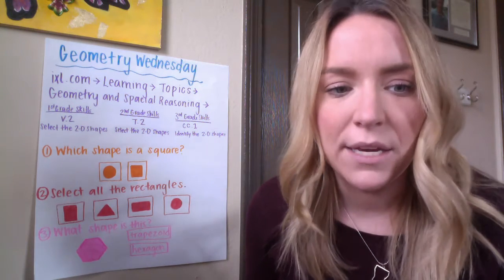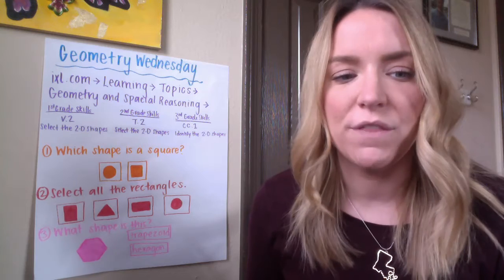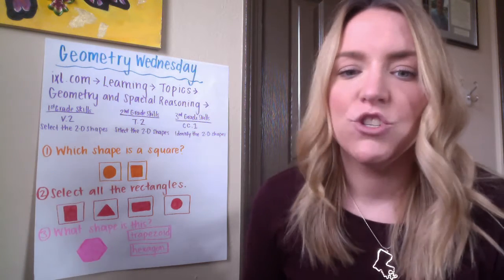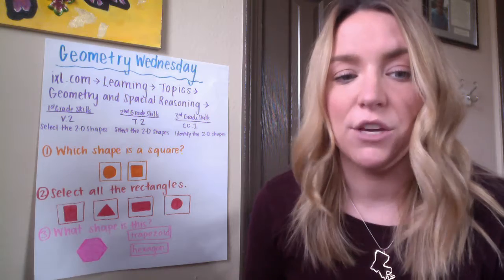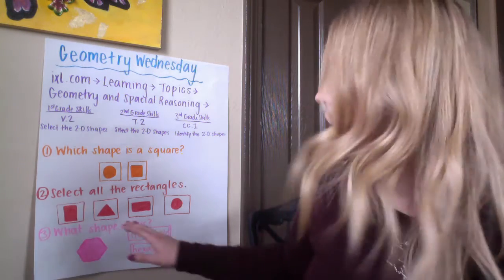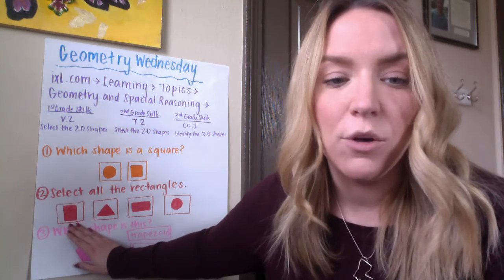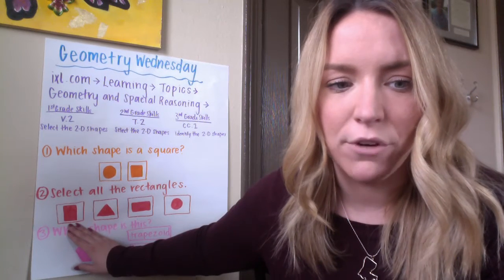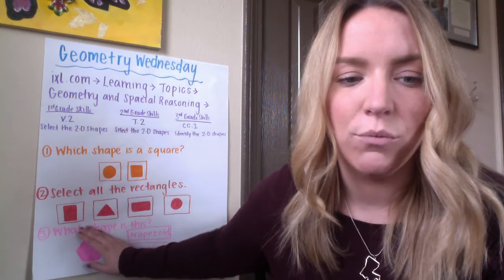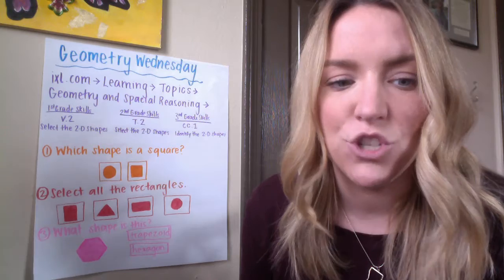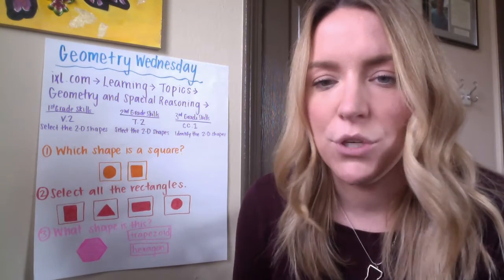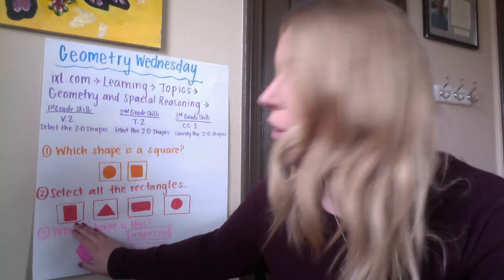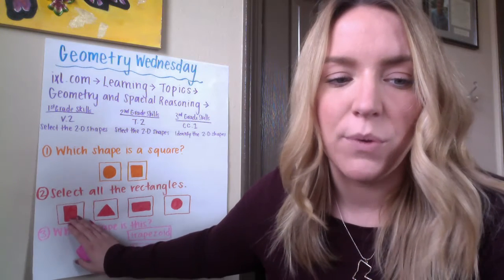Select all the rectangles. So you may be given a question that asks you to select more than one shape if they're asking you for all of something. So I would have to find not one rectangle, but all the rectangles that they have offered in this question. So I know that a rectangle is a 4-sided shape. It doesn't have to have equal sides or sides that are equal in length. So I know that this is a rectangle.